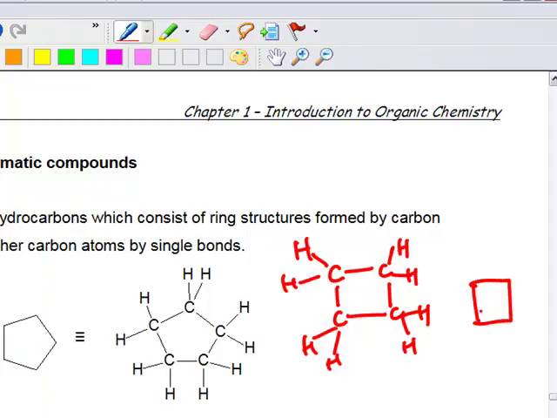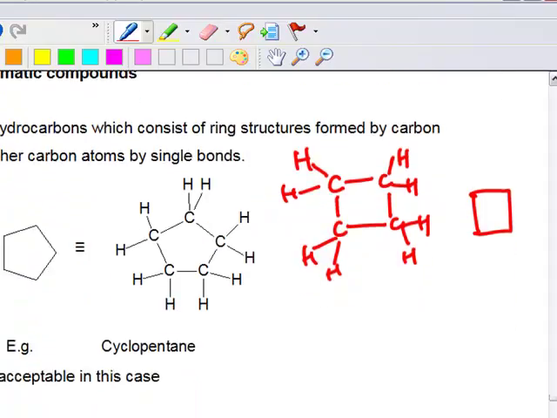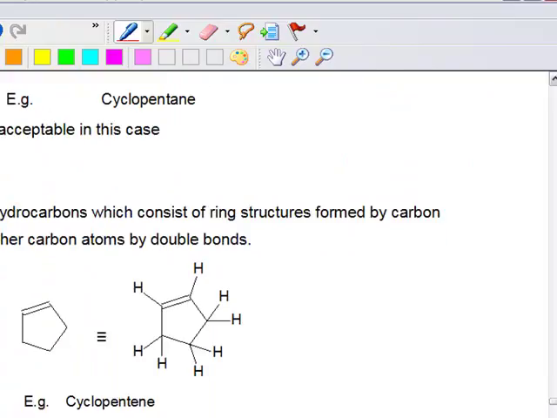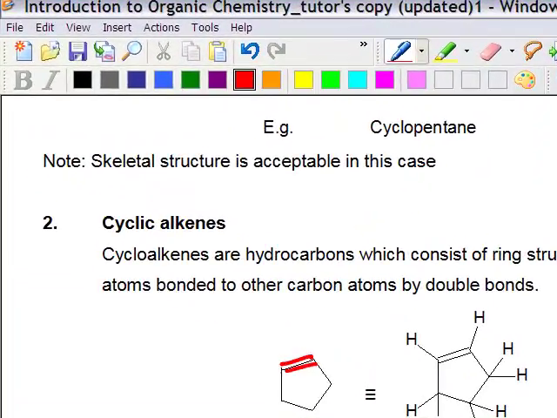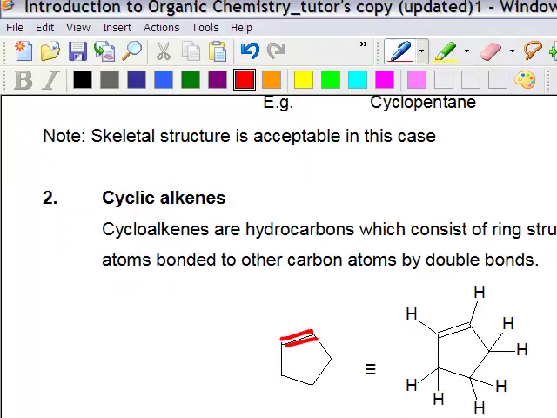In a cyclic compound, the carbons are often drawn as a skeletal structure and not including the hydrogens. Let us look at the cyclic alkenes. Cycloalkenes are hydrocarbons which consist of ring structures formed by carbon atoms bonded to other carbon atoms by a double bond. So for example, there's a double bond here. It is a cyclopentene. What about aromatic compounds?